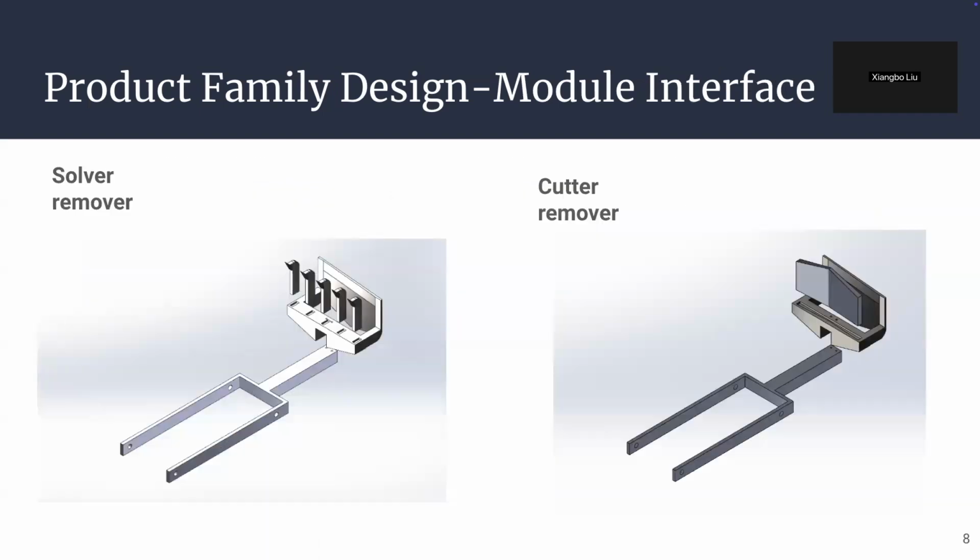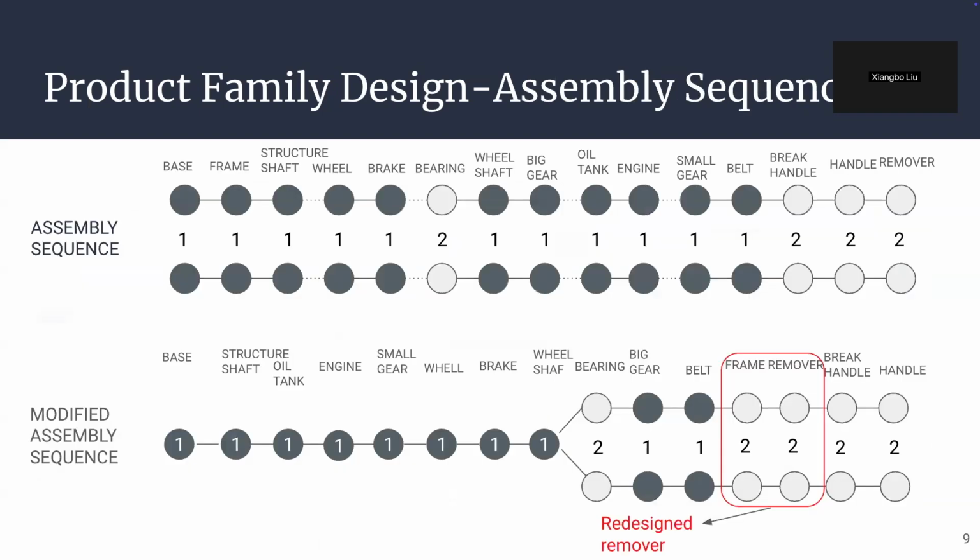As in the picture on this slide, we can see that the different modules provide different functions to suit different customer needs. So the frame and the remover were redesigned to become uniform parts, allowing us to delay product differentiation, so we can assemble the frame and the remover later.